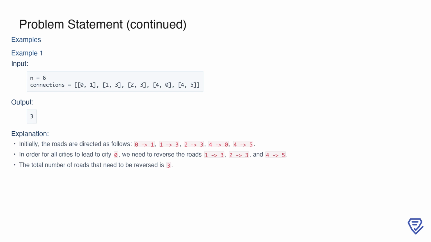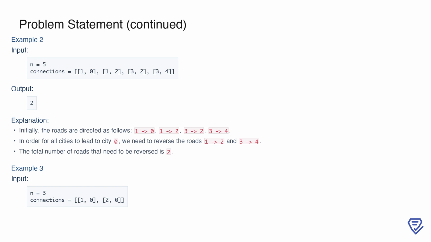Here, we have n equal to 6 and a list of roads represented as connections. Initially, the roads are directed as follows: 0 to 1, 1 to 3, 2 to 3, 4 to 0, and 4 to 5. To ensure that all paths lead to city 0, we need to reverse some roads. Specifically, the roads 1 to 3, 2 to 3, and 4 to 5 must be reversed. After these changes, all cities are connected to city 0, and the total number of roads reversed is 3. This example demonstrates how we identify the roads that need to be reordered to achieve the desired configuration.